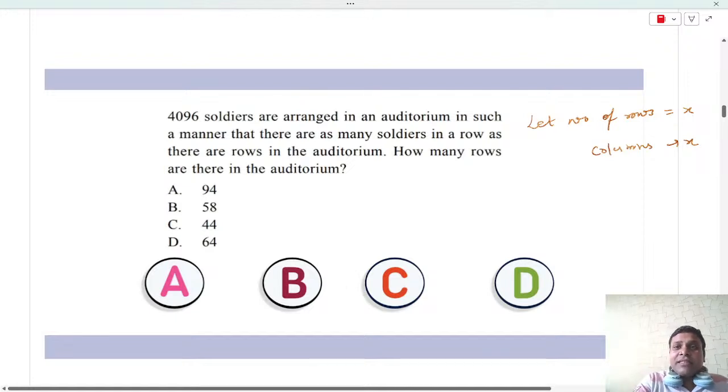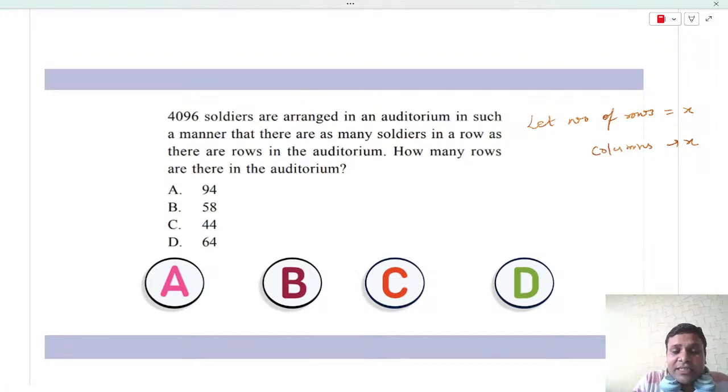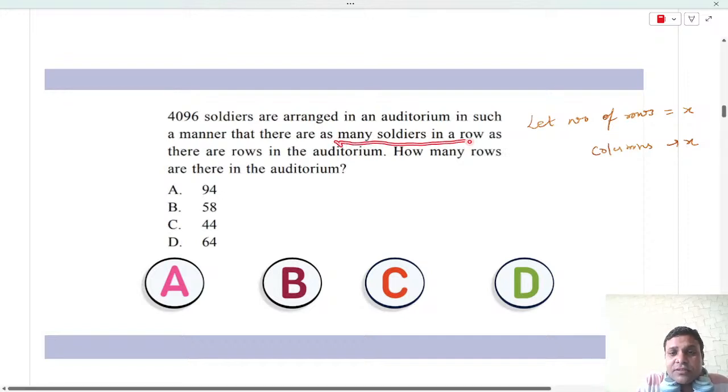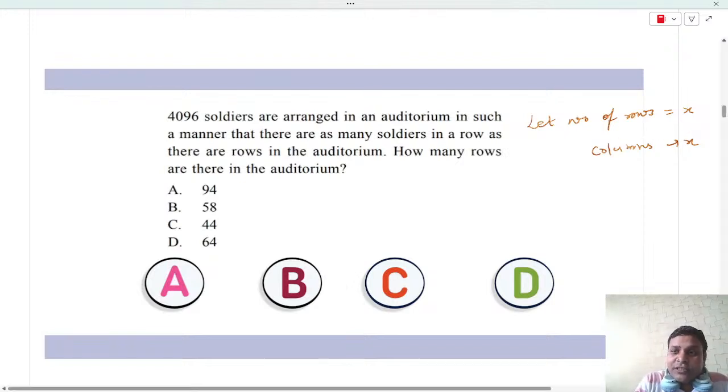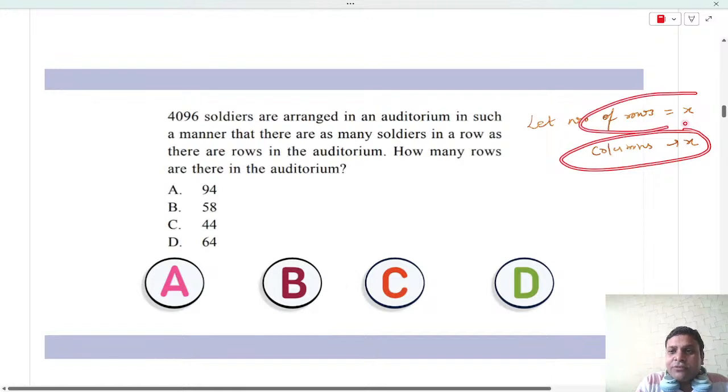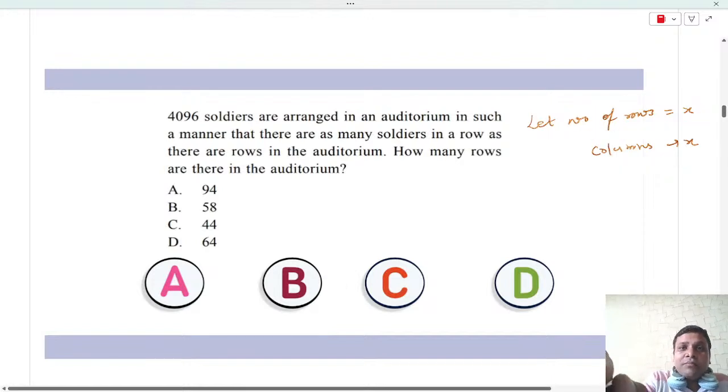Why the same? Look here. The question says there are as many soldiers in a row as there are rows in the auditorium. In every row, the number of soldiers is equal to the number of rows. So columns equal x and rows equal x. The total number of soldiers is x square, which is given in the question as 4096.